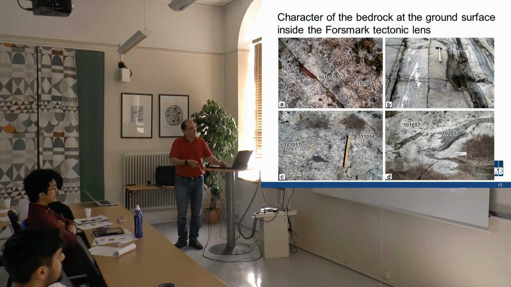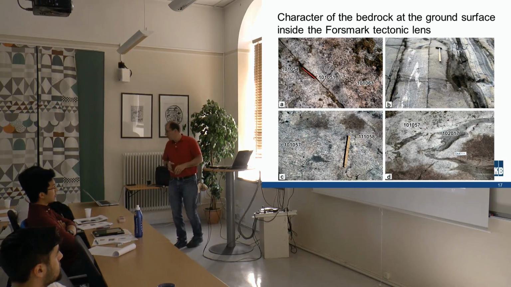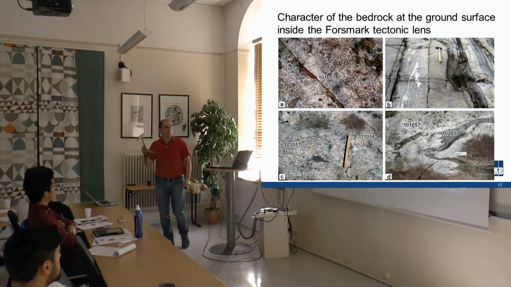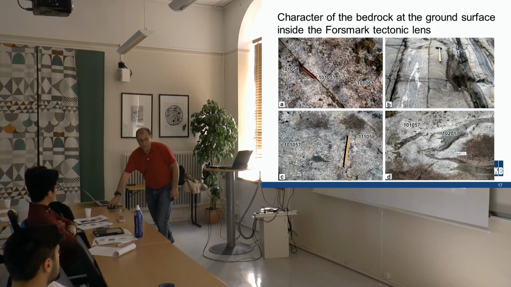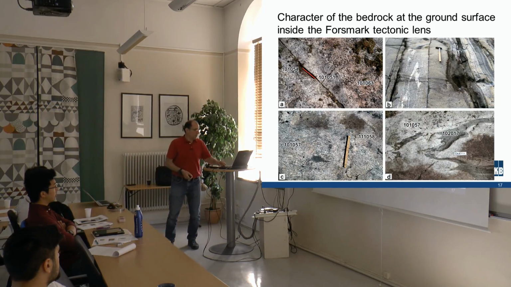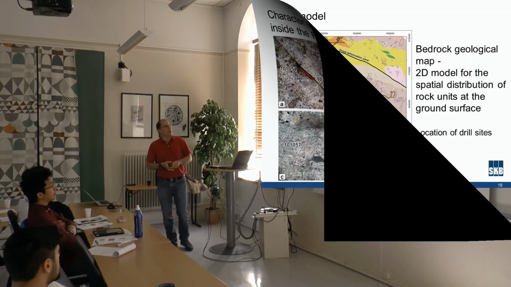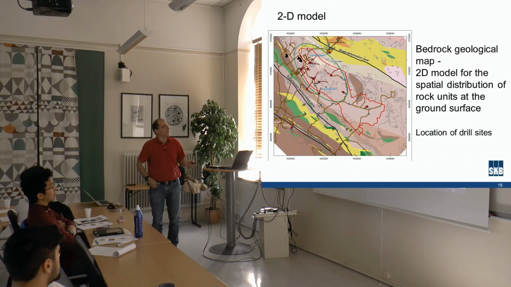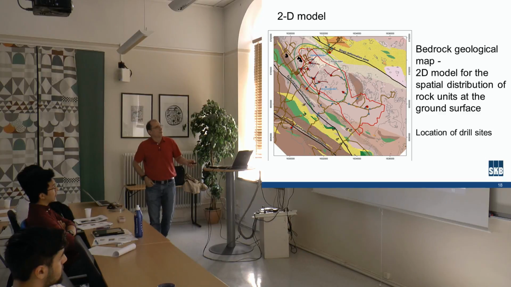So we gather data in the field, and for this we use those tools, only those tools, nothing else. Then we make a map of the bedrock. And you see the tectonic lens is here, the granite here. We call this a 2D model.